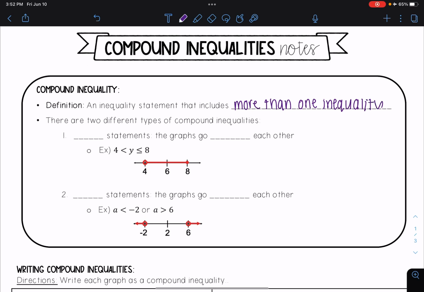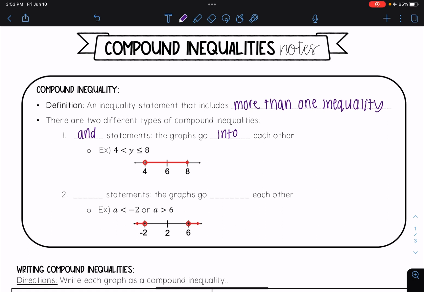And so there are two different types of compound inequalities that we'll see. The first one are and statements, and those are graphs that go into each other. So for example, I have 4 is less than y, which is less than or equal to 8. And I see that this graph ends up having a line segment here because it's connecting the 4 and the 8. And again, notice that the 4 is an open circle because it's not included, while the 8 is a closed circle because it is included.